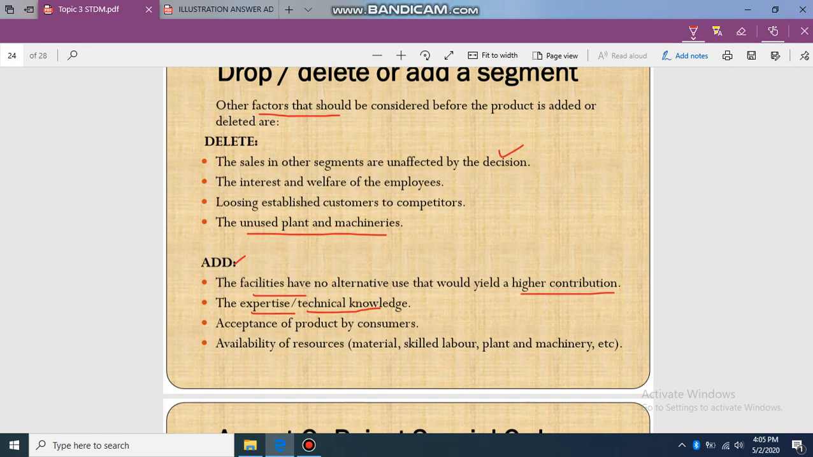And then the availability of resources. When you want to produce the new product, do you have the material to be used? Do you have the right labor skill? Do you have the plant and machinery to produce the new product? So these are all qualitative factors that should be considered instead of quantitative factors. Okay, thank you.